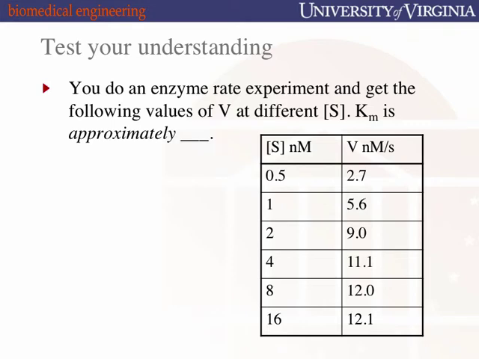No. So here, these are experimentally derived values, right? Someone gets a concentration of 0.5 nanomolar and measures this velocity, velocity 1, which is 2.7. They do 5.6 concentration and measure 5.6 as a velocity. They do 2, they measure 4, they measure 8, and they measure 16. That's what they're doing. They're using the substrate concentration and they're calculating Vmax.